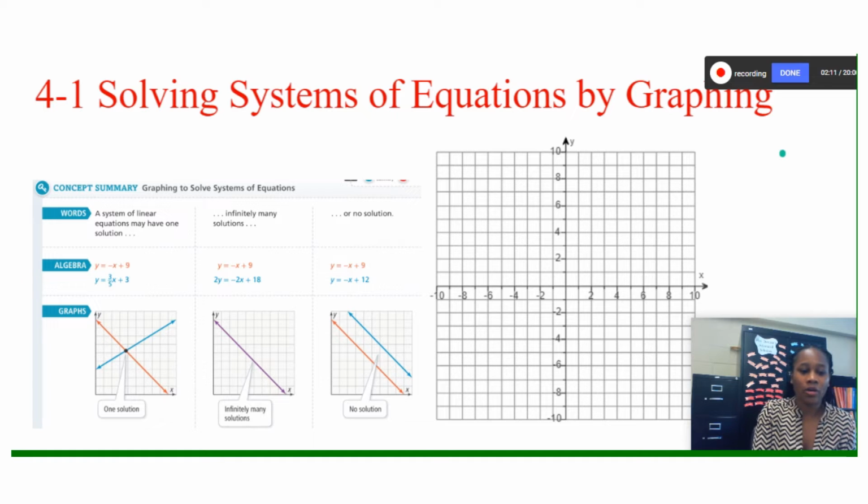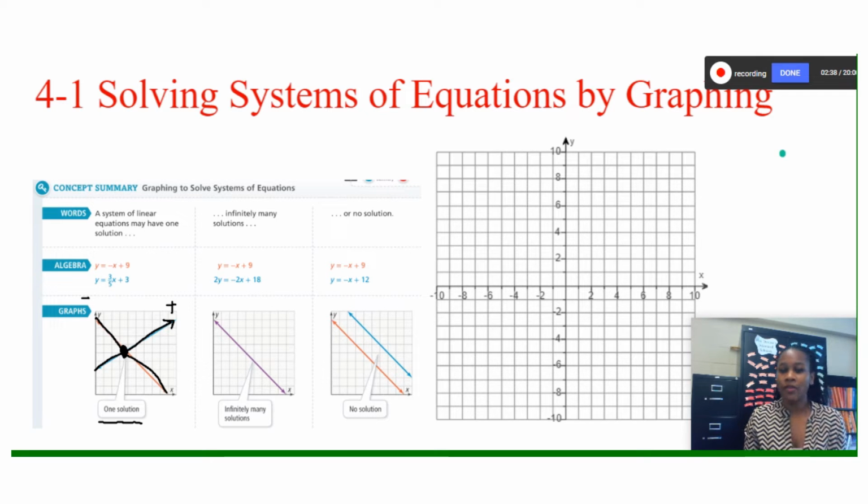So here are the key concepts. This is an example of one solution. If you have two lines right here, one has a positive slope because the top is in a positive direction. This is positive to the right. And this slope is negative. So usually when you have a positive and negative slope, you're going to intersect at one solution. So this is the one solution right here where the lines intersect.